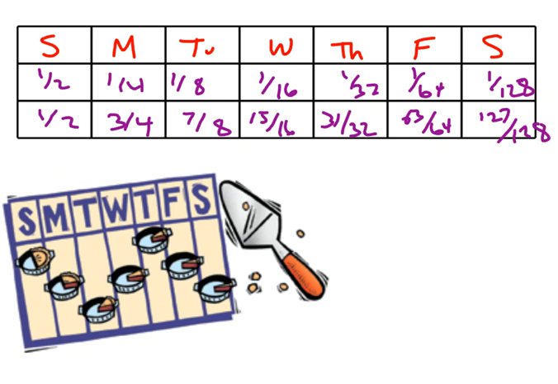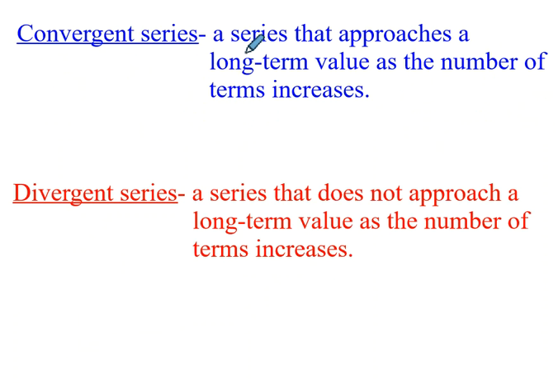So what this is talking about is the difference between what's called a convergent series. It's a series that approaches a long-term value as the number of terms increases, or a limit, right? We've talked about how long-term value is talking about a limit. And a divergent series, more than just a book series, is a series that does not approach a long-term value as the number of terms increases. So you can have a series that's either going to converge, where it approaches a sum, or diverge, where it doesn't.